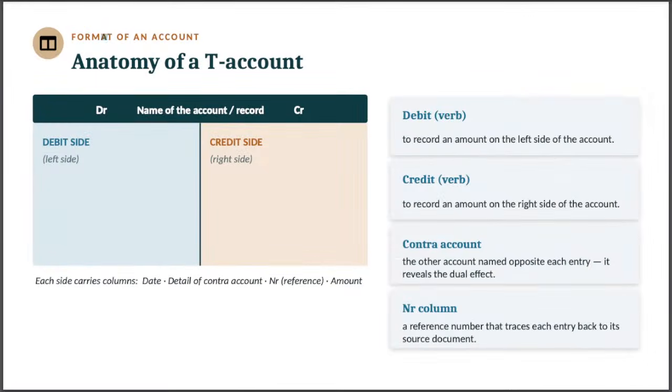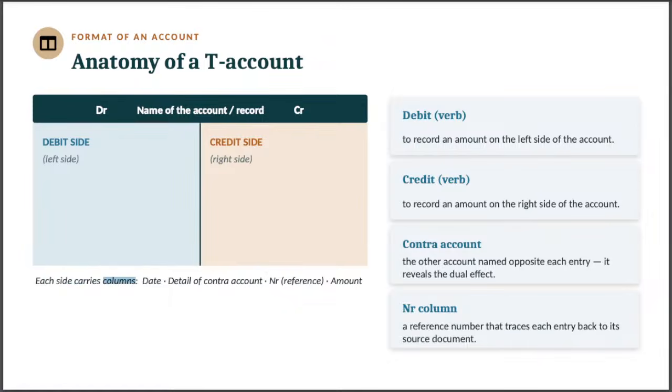Okay, let's look at the format of an account now. Let's get back to our T account. As I said, this is just for the teaching tool here. We're looking at the simplest form of it, which involves the two columns here. We have a debit side, a credit side. Left side's debit, right side's credit.